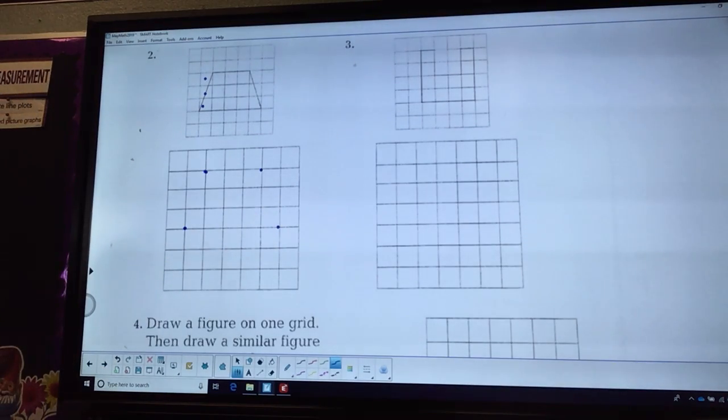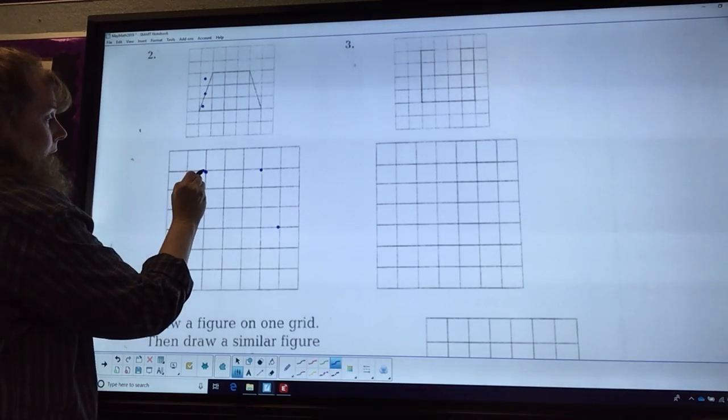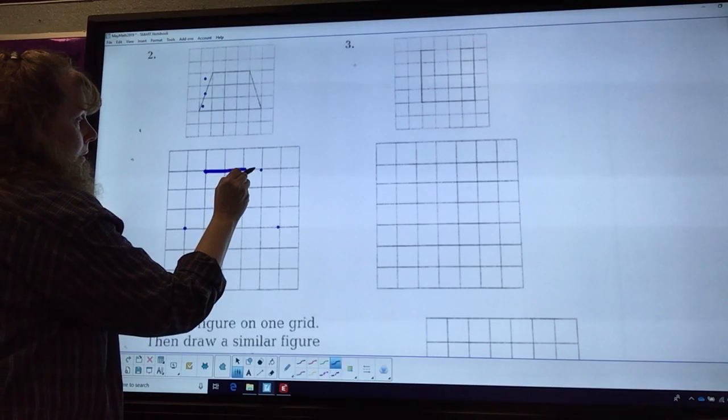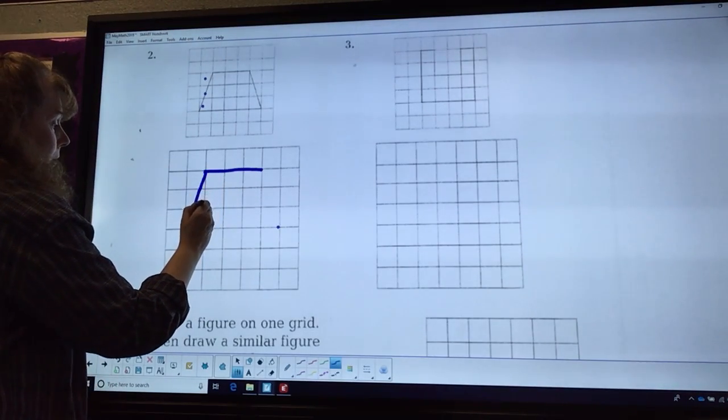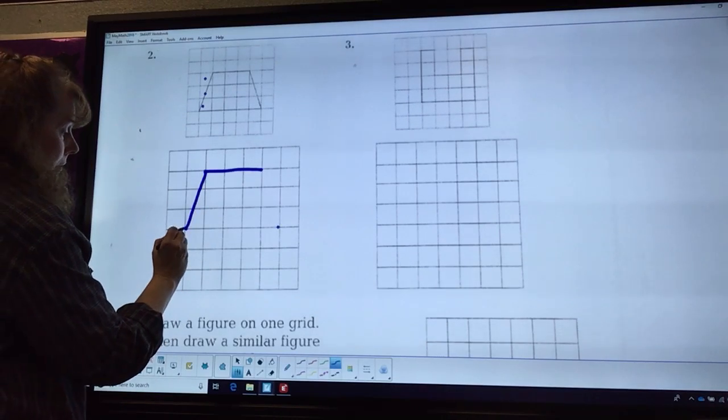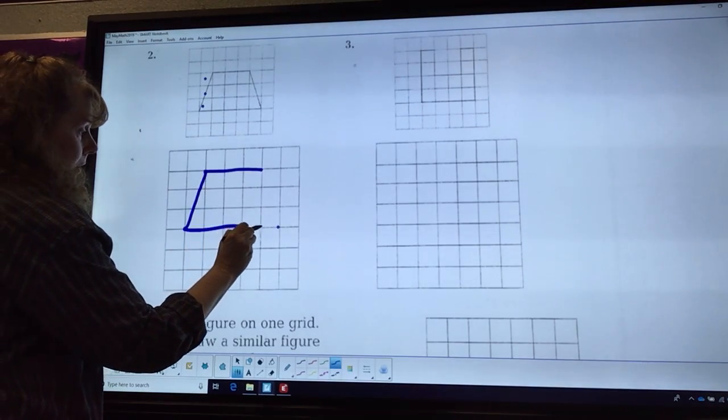Then I'm going to take my ruler and I'm going to go ahead and draw lines here. And hopefully yours are a little straighter than mine, because hopefully you have a ruler.